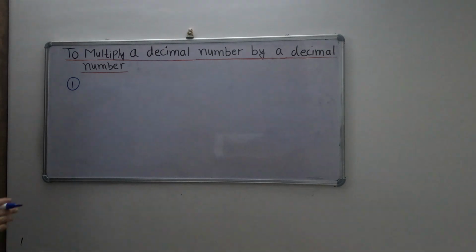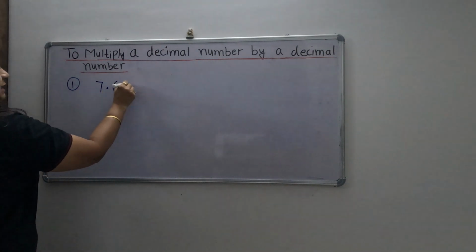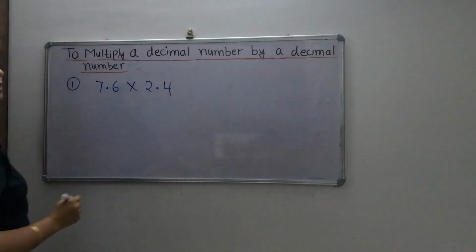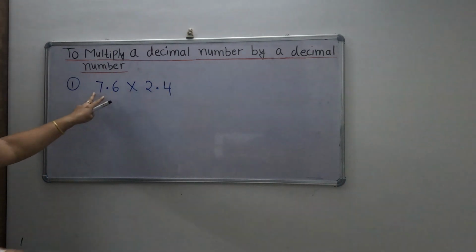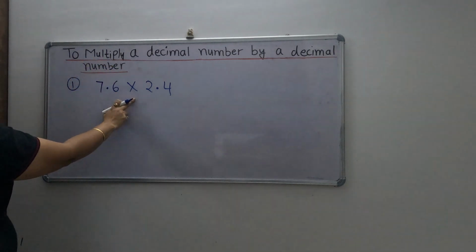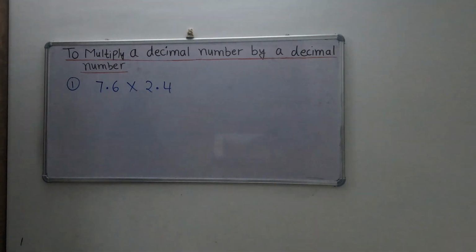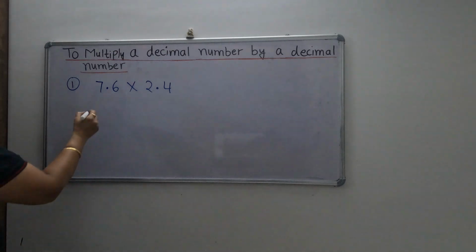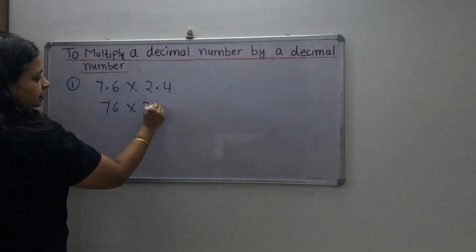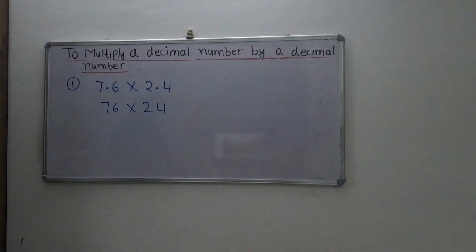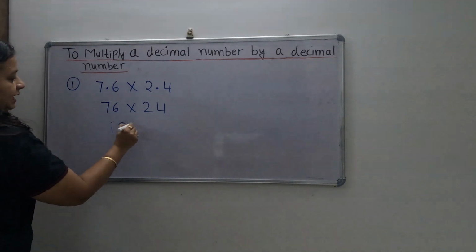Suppose the question is 7.6 times 2.4. Now see, both numbers are decimals. Our topic is to multiply a decimal number by a decimal number. What is the process for finding the multiplication of two decimal numbers? The same thing: ignore the decimal points and multiply. Just ignore the decimal point and multiply normal numbers. So what will be the multiplication? 76 times 24, which is 1824.